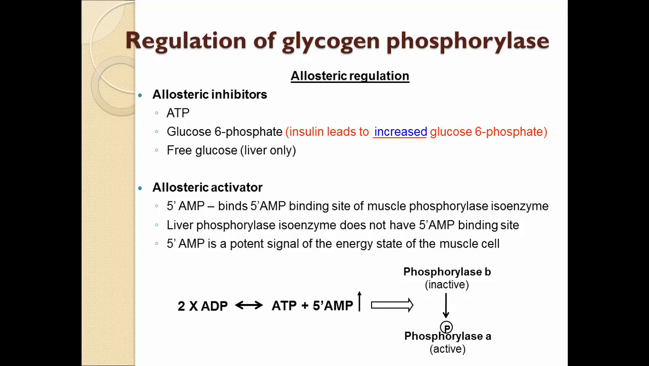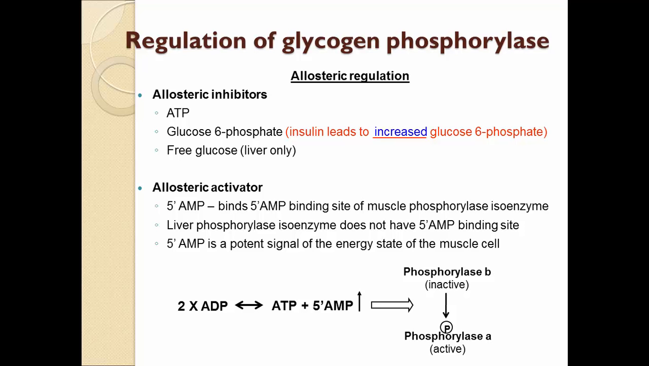And allosteric activators. 5'-AMP is a strong activator of glycogen phosphorylase. This 5'-AMP binds to the phosphorylase to activate the phosphorylase.